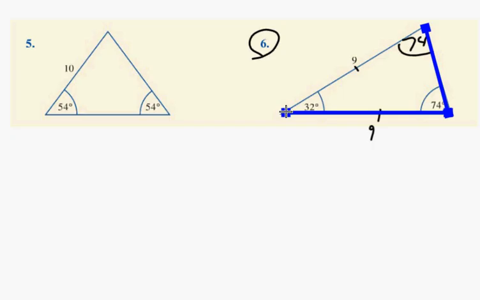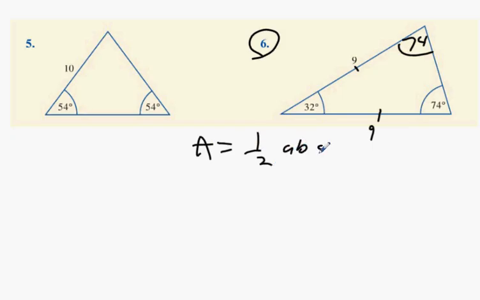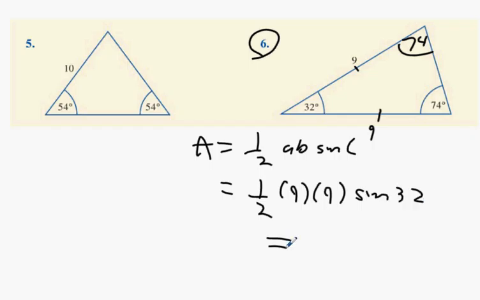I added the other 2 angles up and took it away from 180. I was given 32 and 74, and I added them up and took away from 180 to find out that the other angle was 74 as well. Makes an isosceles triangle. Do we know 2 sides and the angle in between? So area is a half AB sine C, which is going to be a half 9 times 9 sine 32, and what do you get? 21.46 centimeters squared.